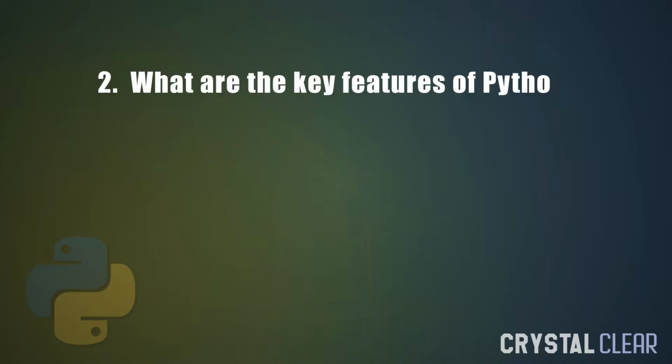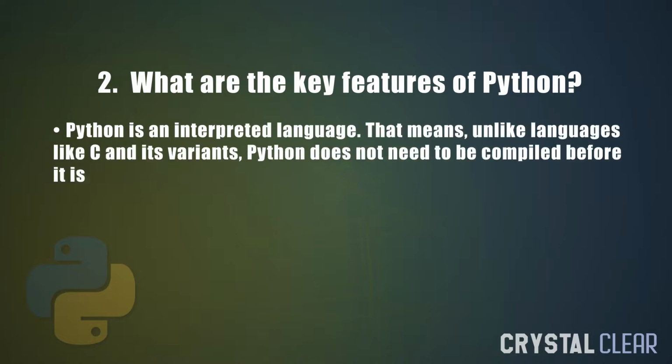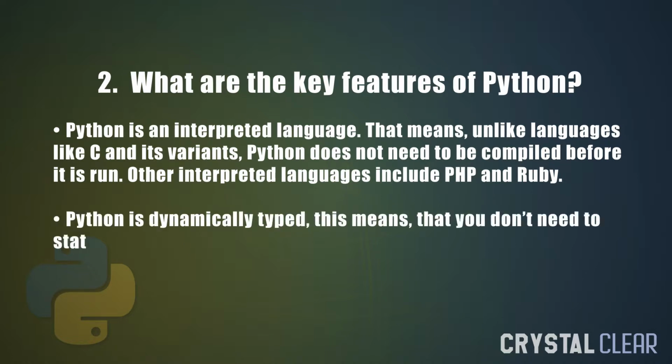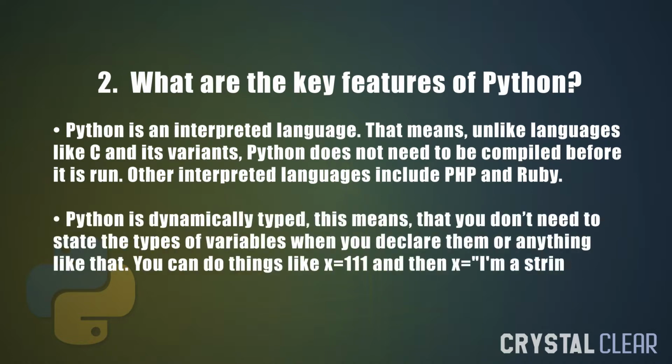Number 2. What are the key features of Python? Python is an interpreted language. That means, unlike languages like C and its variants, Python does not need to be compiled before it is run. Other interpreted languages include PHP and Ruby. Python is dynamically typed. This means that you don't need to state the type of variables when you declare them or anything like that. You can do things like x = 111 and then x = "I am a string" without error.